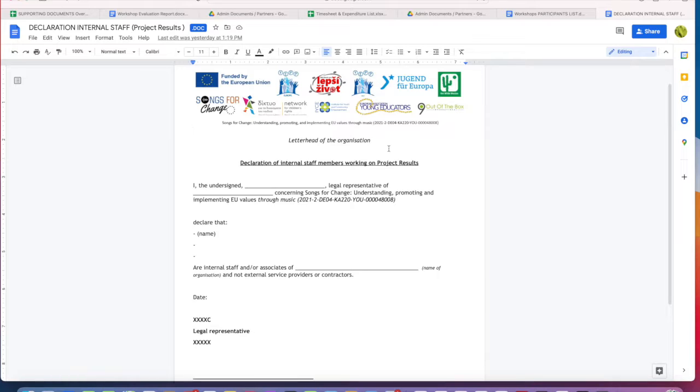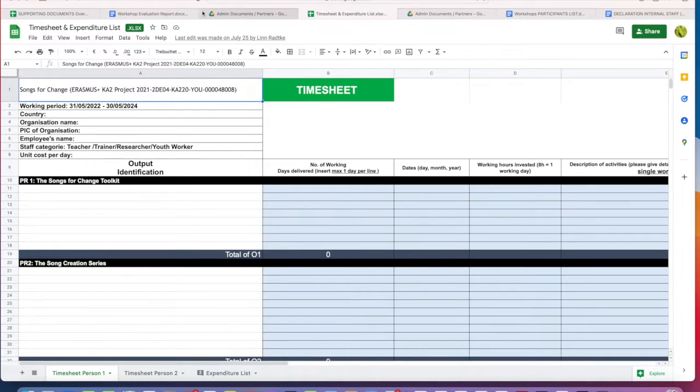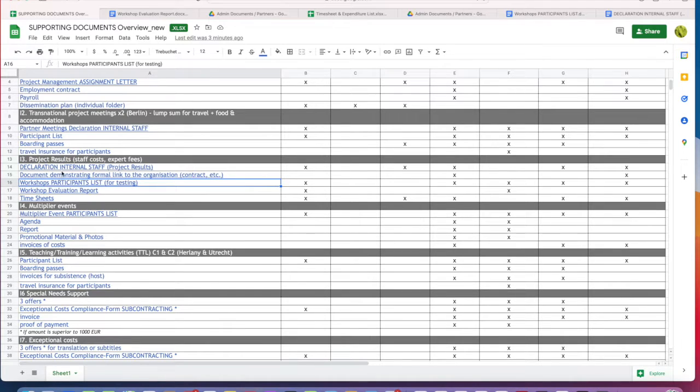Also, you need to prove that this is a person who works on a regular basis for your organization based on honorary contracts. So just to go back to the list, this is the first one, the declaration, and then the document demonstrating this formal link between this person who works on the project results and your organization, as I just said, a contract or whatever confirms or demonstrates this formal link.